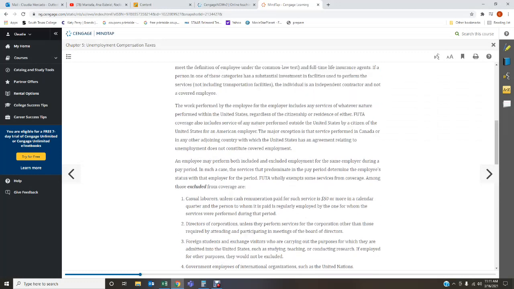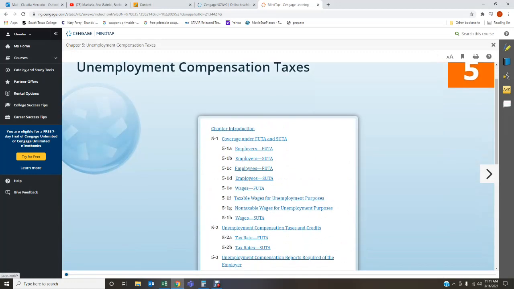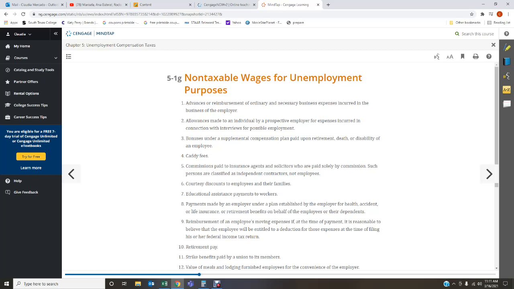Okay, now we go back to your book. Let me see what section, right here, non-taxable. Okay, if we go to section 5.1G, right here, number 8. Payments made by an employer under a plan established by the employer for health, accident, or life insurance or retirement benefits is non-taxable. Okay, non-taxable. So there's a big list.